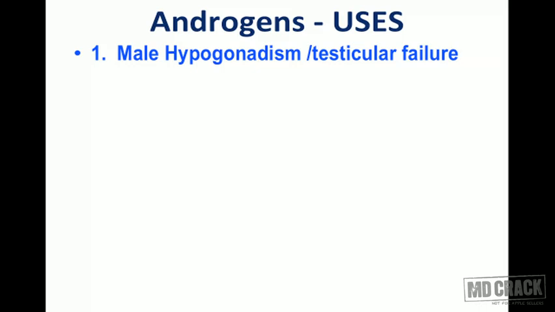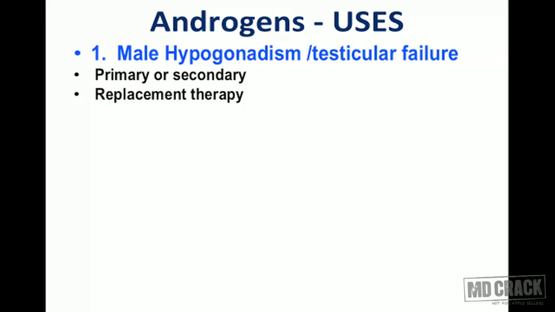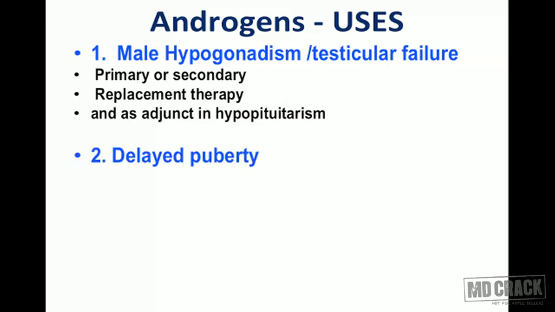Androgens are male sex hormones, so if there is any deficiency, these are going to be used. So logically, they are useful in male hypogonadism or also in testicular failure. This male hypogonadism may be primary or secondary, and we call this replacement therapy. Also, if the patient is suffering from hypopituitarism, then these drugs will be useful as adjuncts in the treatment.